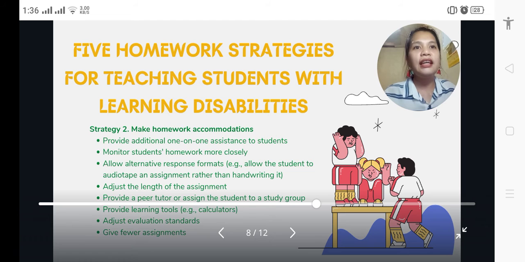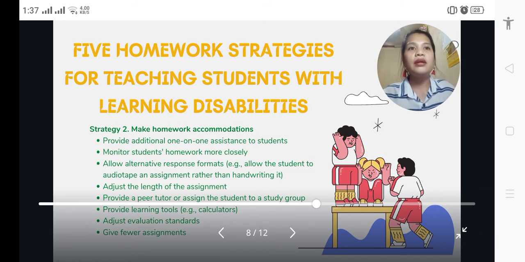So next one is provide a peer tutor or assign the student to a study group. Okay, so we have different strategies. We have one-on-one, you teach your classmate. And then we also have by group. So your group will read this chapter 1 at the same time. Okay, another one, we have provide learning tools. For example, that is what I have mentioned earlier. Thesaurus, dictionary, calculators, and many more.